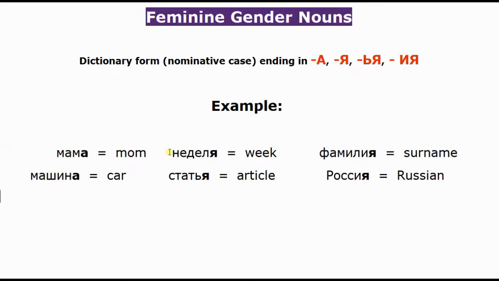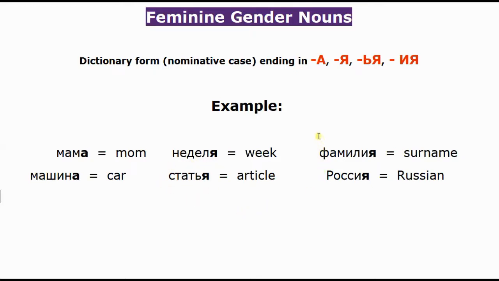Next we have some examples of words ending in Ya, which is неделя, meaning week. It ends in the vowel Ya, so it is of the feminine gender. Another example is статья, meaning article. It ends in soft sign plus Ya, basically in Ya, but so that you will not be confused, I also pointed out that this ending with the soft sign works for the rule as well. So статья is of the feminine gender.